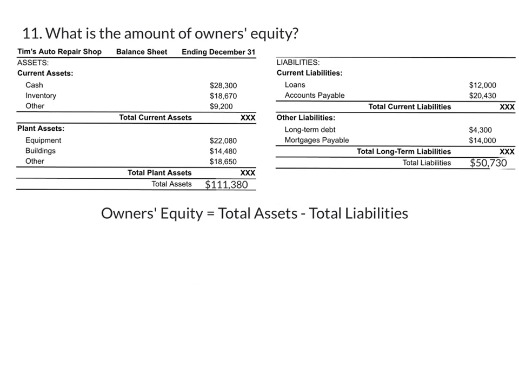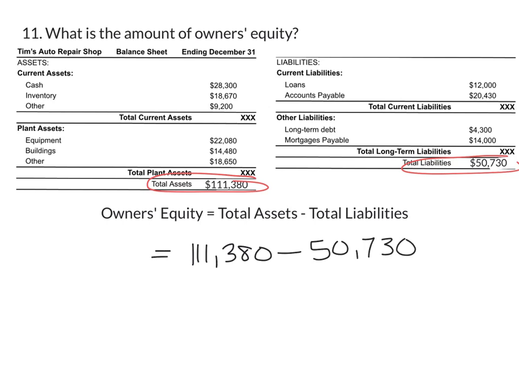To complete the balance sheet, we want to find the amount of owner's equity. And owner's equity is the net worth, and it's found by taking the total assets and subtracting the total liabilities. So we already found total assets and total liabilities. Total assets was $111,380. Total liabilities was $50,730. When we subtract these two values, we get an answer of $60,650. So our owner's equity is $60,650.